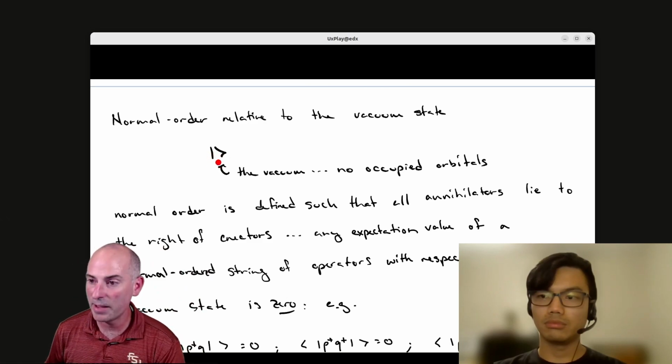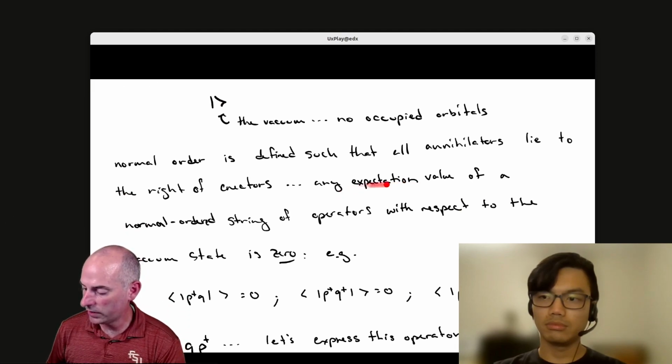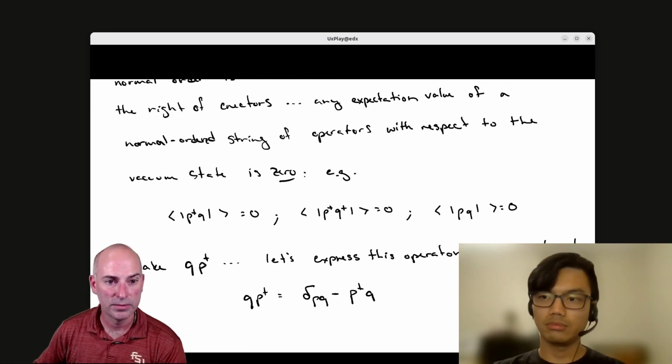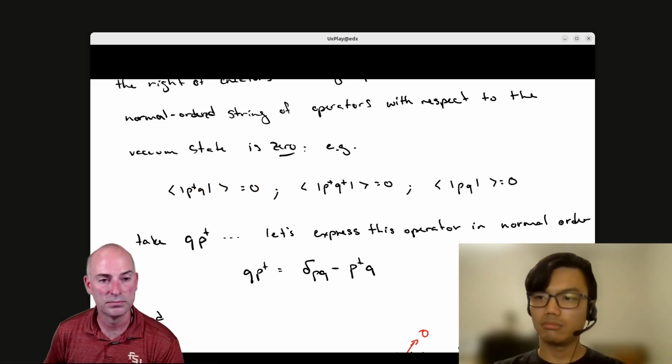The true vacuum is this empty ket. It's empty. There's nothing there. There's no occupied orbitals. And normal order we define such that all of the annihilators lie to the right of all the creators. So there's always going to be an annihilator, if there is one, touching this ket. That means any expectation value of a normal order string of operators with respect to the vacuum state is 0. And you can see that here. This is a normal order string of operators. The creator is to the left of the annihilator. And if I annihilate nothing, I can't do that. So this is equal to 0. This is an expectation value of 2 creators.